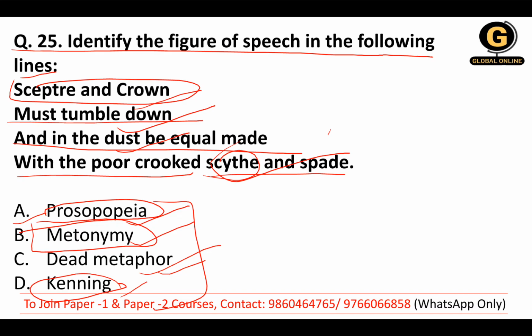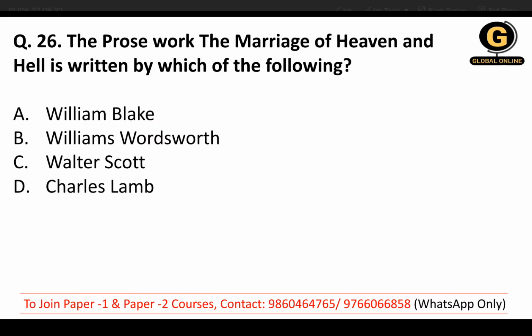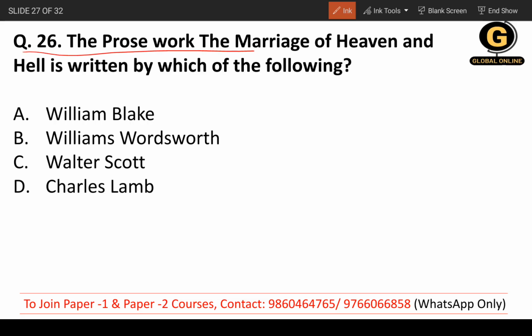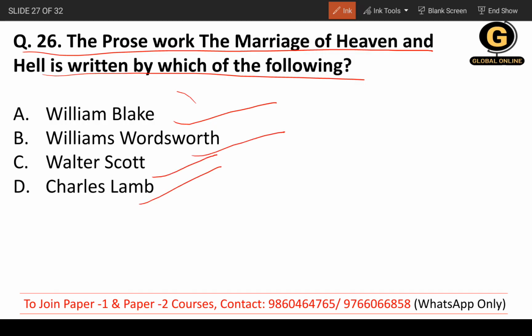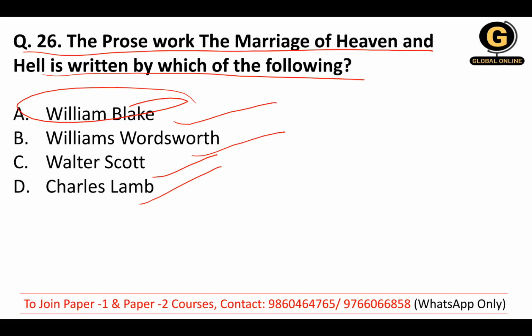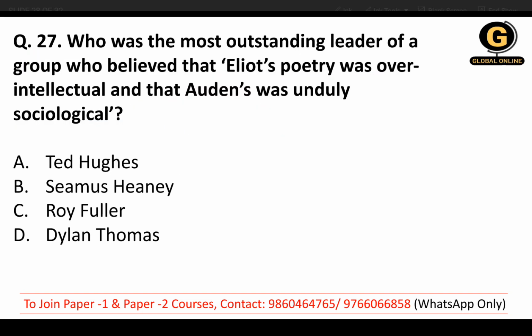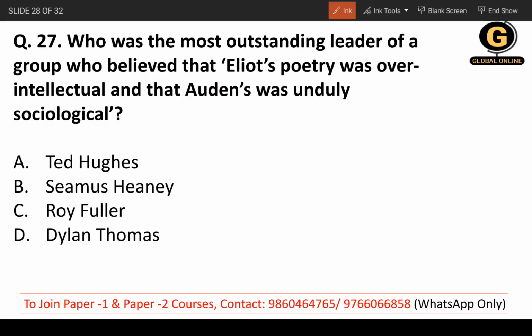Okay, moving on to question number 26. The prose work, The Marriage of Heaven and Hell, is written by which of the following? These are the options: William Blake, William Wordsworth, Walter Scott, or Charles Lamb. The correct answer is William Blake. You just do not need to do anything about it. Just remember the writer's work. That is it.